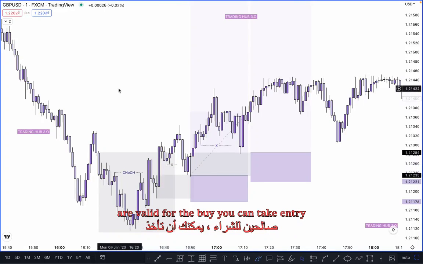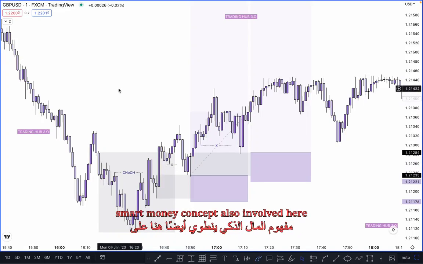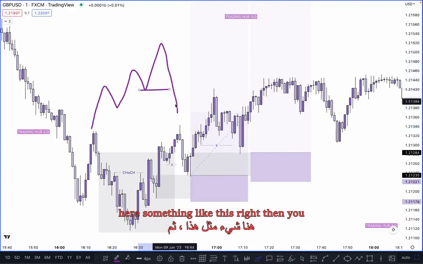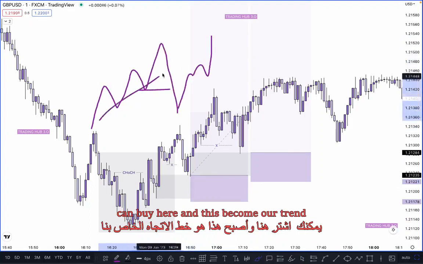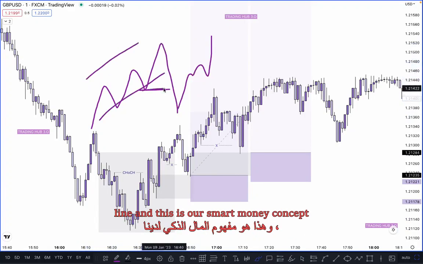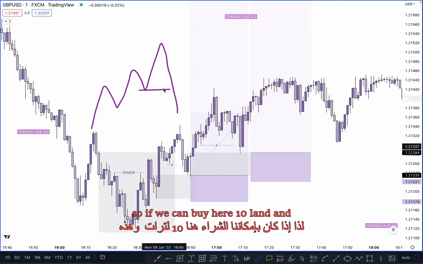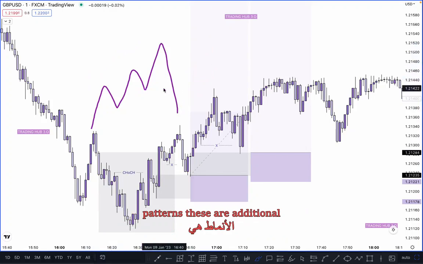You can take entry based on the trendline liquidity, because the smart money concept is also involved here. Market momentum was bullish and the market took out the previous inducement here, something like this, right? Then you can buy here, and this becomes our trendline, and this is our smart money concept. So both confluences fit here for the buy, so we can buy here. Trendline and patterns are additional confirmation for the buy to identify liquidity.